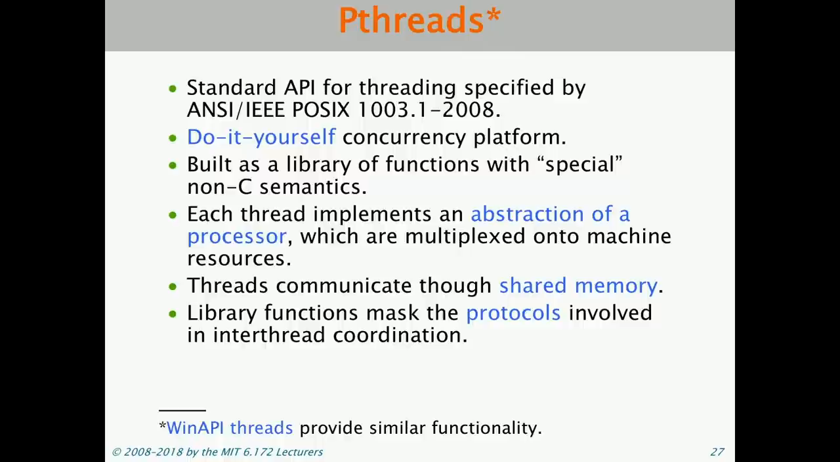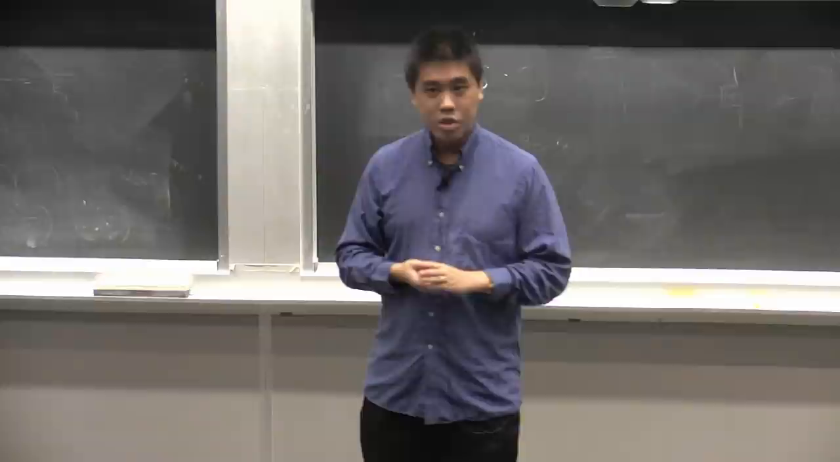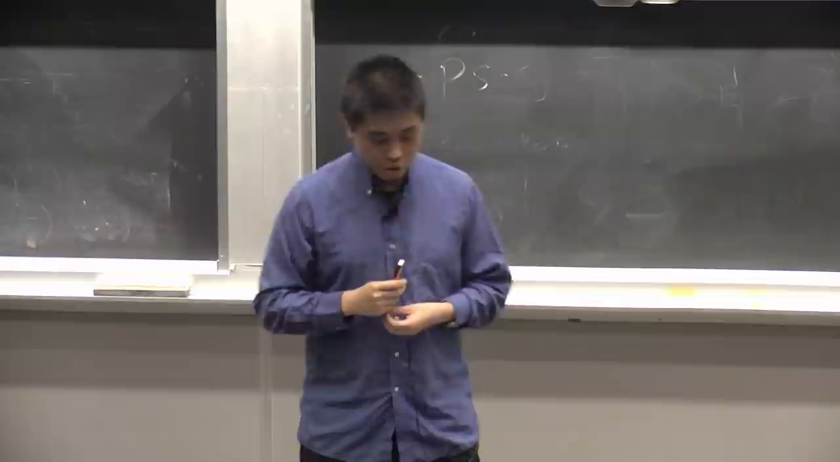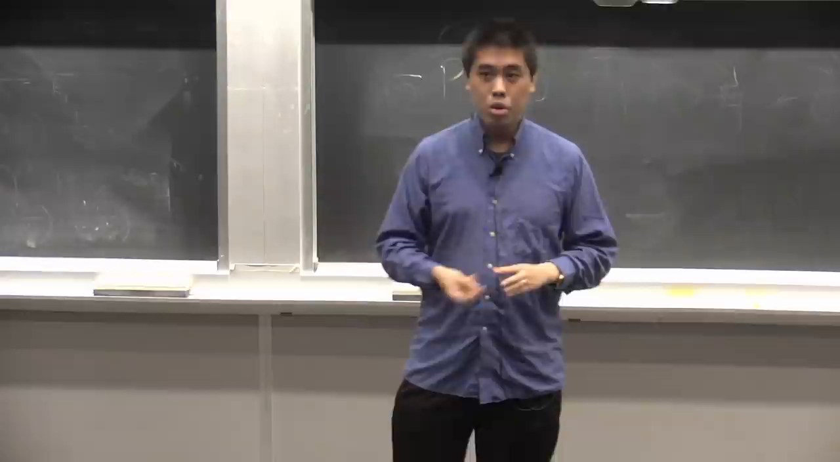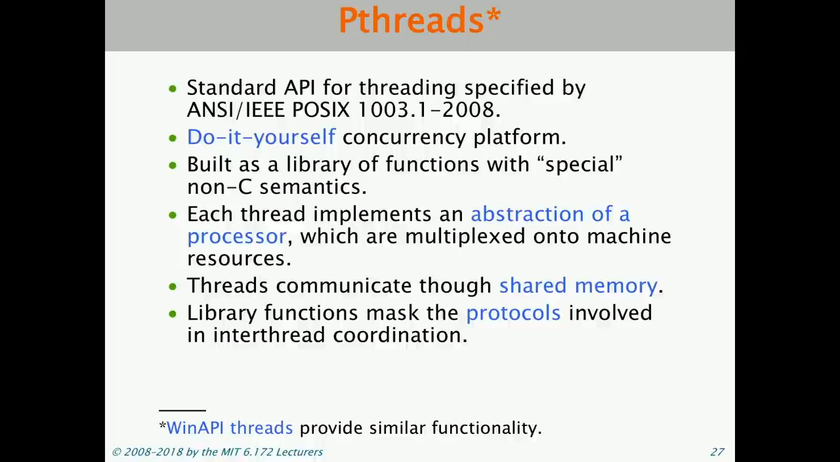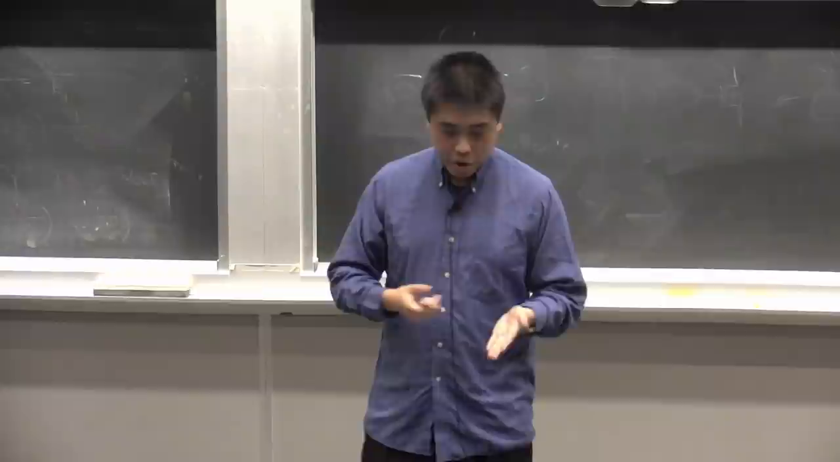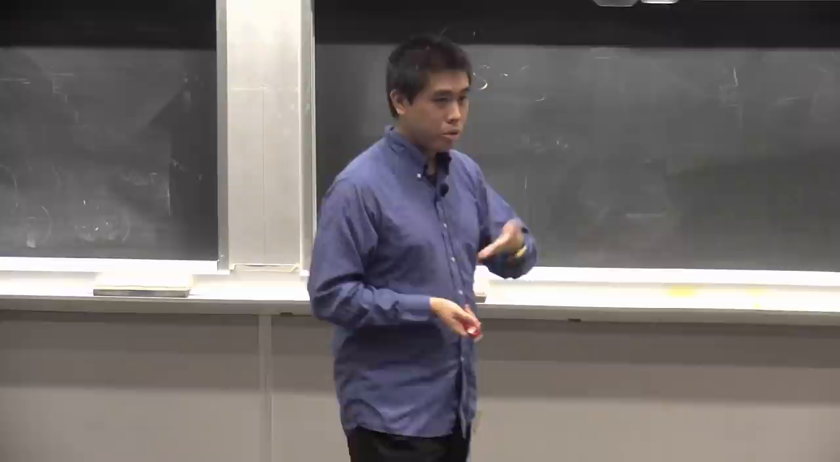It's built as a library of functions with special non-C semantics. Because if you're just writing code in C, you can't really say which parts of the code should be executed in parallel. So pthreads provides you a library of functions that allow you to specify concurrency in your program. And each thread implements an abstraction of a processor. And these threads are then multiplexed onto the actual machine resources. So the number of threads that you create doesn't necessarily have to match the number of processors you have on your machine. So if you have more threads than the number of processors you have, then they'll just be multiplexing. So you can actually run a pthreads program on a single core, even though you have multiple threads in the program. They would just be time sharing.